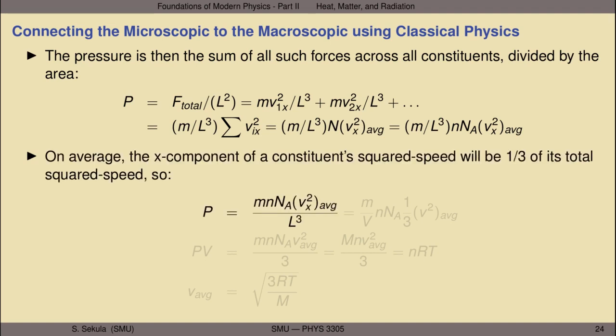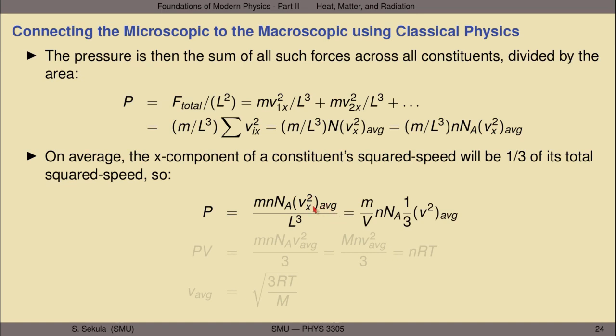Well, let's see if we can relate that x component to the total speed of each gas molecule on average. On average, the x component of a constituent's squared speed will simply be 1/3 of its total squared speed. v squared, the speed of a single molecule, will just be given using a variation of the Pythagorean theorem as the sum of the squares of the components, vx squared plus vy squared plus vz squared. So on average, we would expect, after any number of collisions, that each of those components will be 1/3 of v squared.